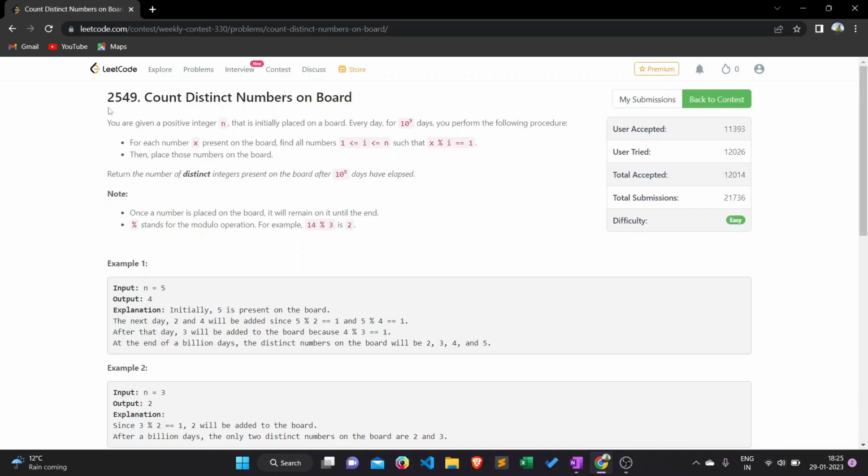So in this problem you are given a positive integer n that is initially placed on a board. Then for every 10 to the power 9 days you perform a procedure. The procedure is, for every number x present on the board, you find all numbers from 1 to n such that dividing x by them gives a remainder of 1, and then you place those numbers on the board and continue.